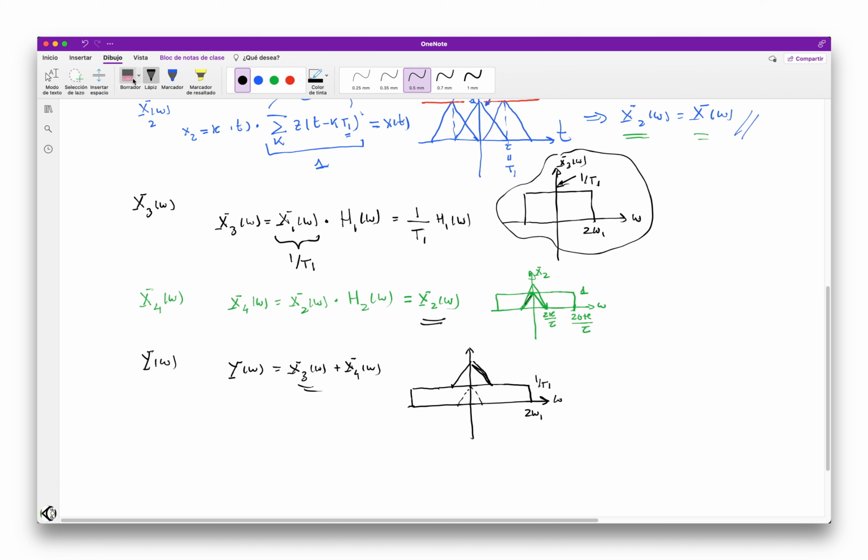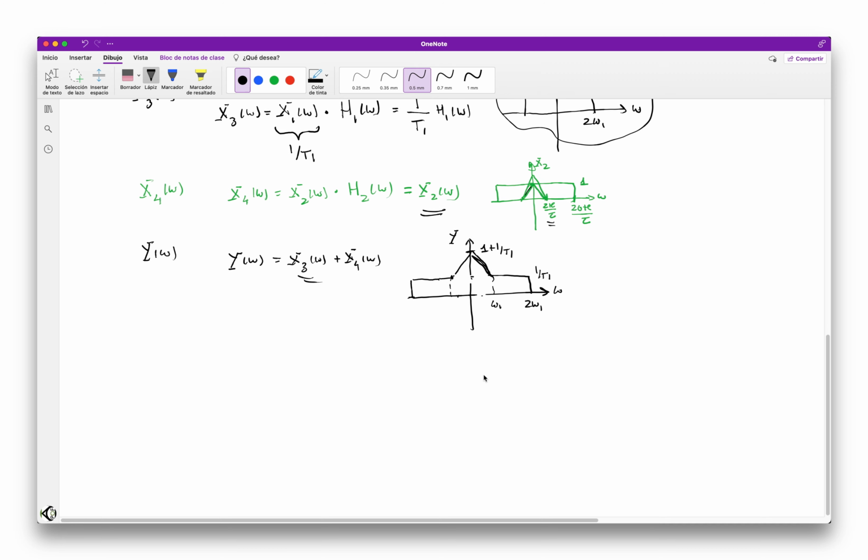Okay, so let's erase this, and this, and this. And this is the signal. The height here, as the x2 was height 1, will be 1 plus 1 divided by t1. This is y of omega. Which are these positions here? This is omega 1, or 2 pi divided by t1. This is the y signal. Okay, so we are done. We calculated the output of the system to the signal x of t.